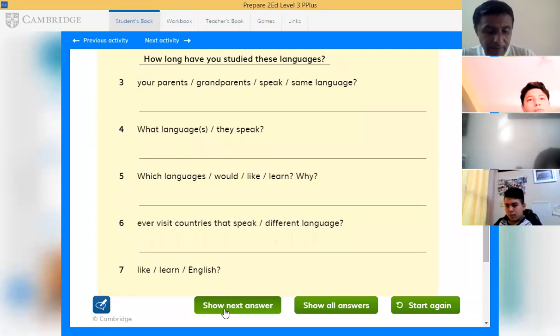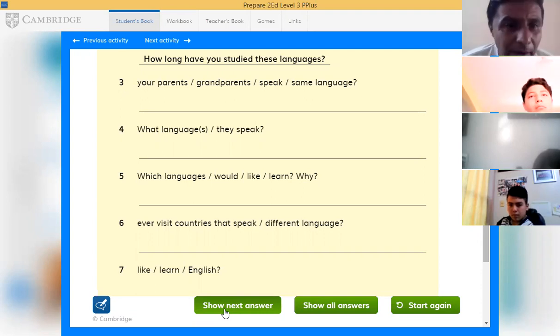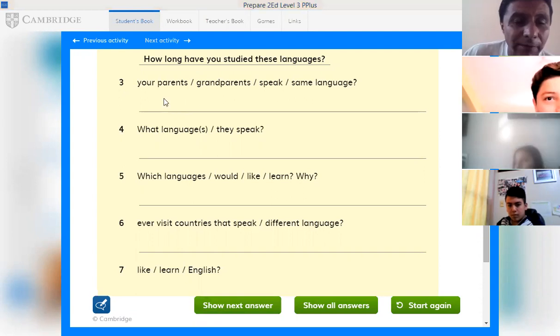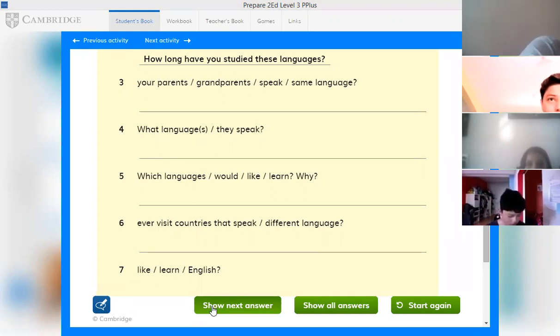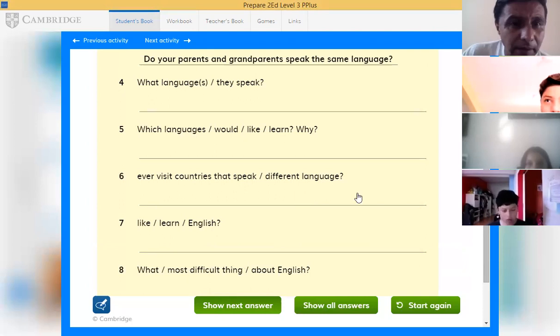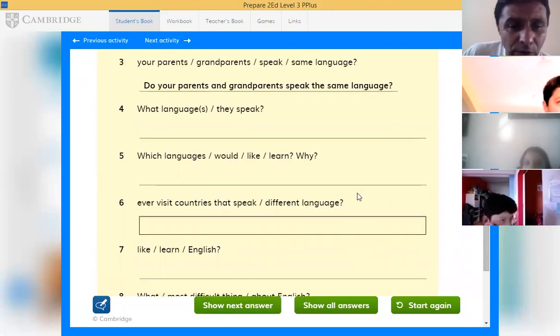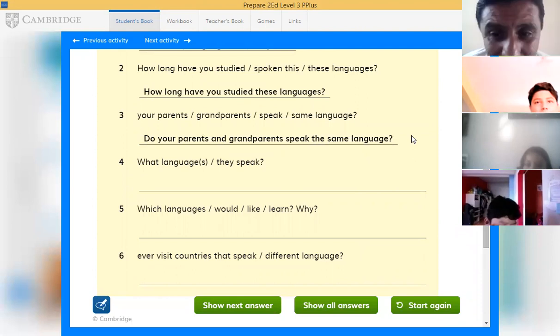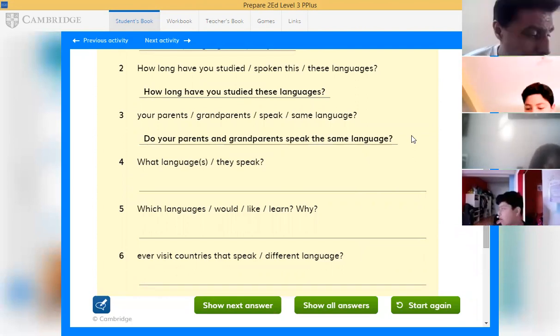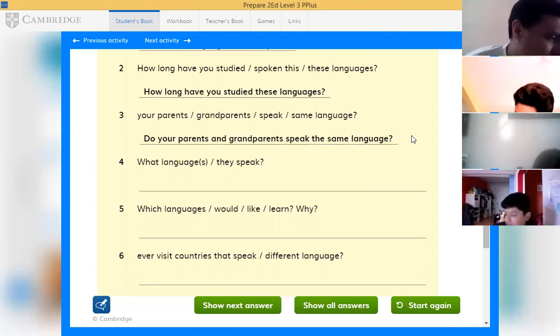Okay, number three. You can use your parents or your grandparents. Select only one family member, parents or grandparents. Okay, Vale Rojas. No problem. Question number three: your parents speak same language. Remember that when it's a question, do your parents and grandparents speak the same language? Or do your parents speak the same language? Do your grandparents speak the same language? You need to start the question with do because it's a question, and do because it's plural. Parents, two people, grandparents, two people.